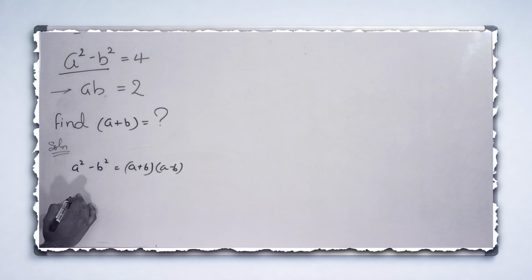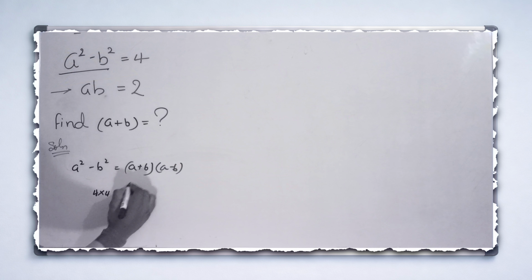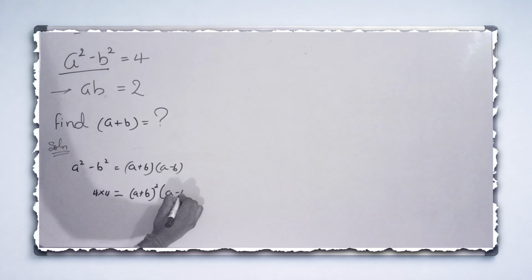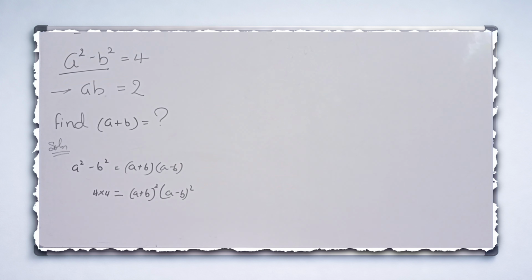When we square both sides, we get 4 times 4, because the value of a square minus b square is 4, is equal to a plus b whole square times a minus b whole square. So it gives 16 is equal to a plus b whole square into a minus b whole square.